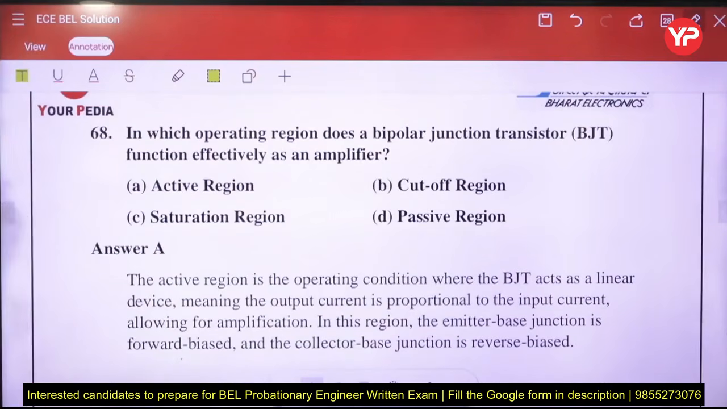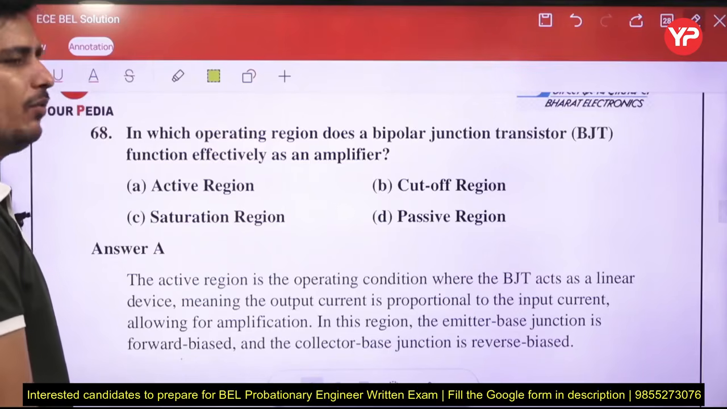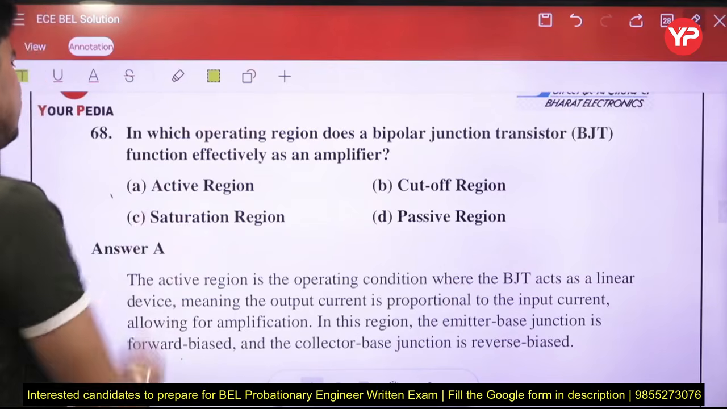In which operating region does the bipolar junction transistor function effectively as an amplifier? Generally, if you are talking about the BJT as an amplifier, the BJT will work as an amplifier in the active region, right?